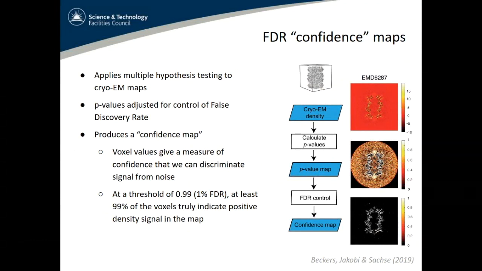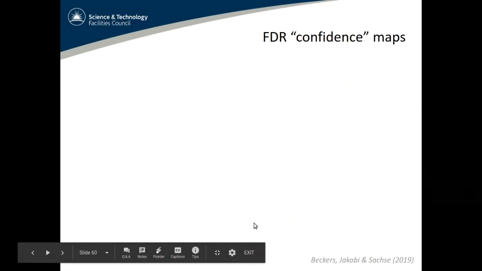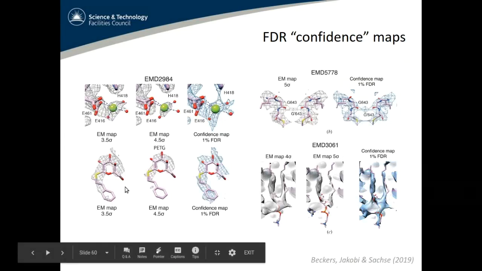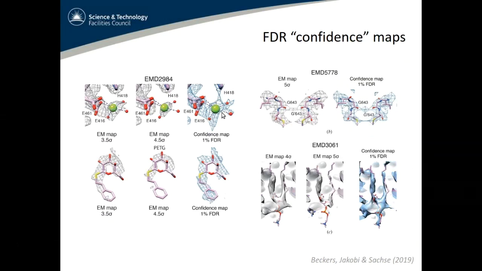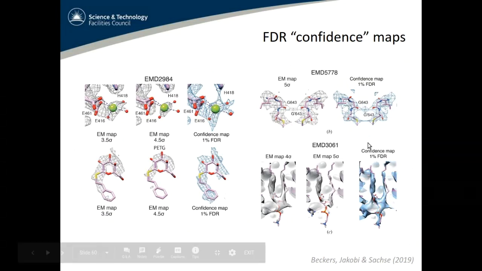The idea here is we get to a map threshold where, say, a threshold of 0.99 or 1% FDR, we expect that 99% of the voxels truly indicate where there is positive density in the map. There are some examples of what that looks like, and you can see here it helps give a clearer indication of where these water molecules and this ion are, in this example where this ligand sits, and some examples over here again where the density noticeably improves and is easier to interpret in the confidence map. Again, this is a new tool, so we're still working out how best to use it, but it's quite exciting.